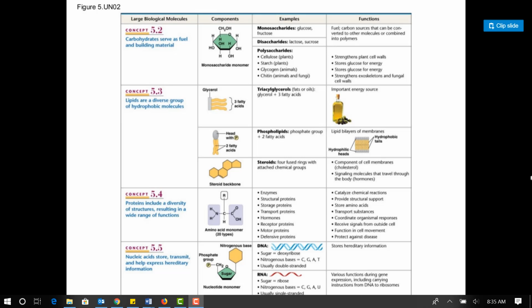So remember, fatty acids are just hydrocarbons. They are molecules that contain carbon and hydrogen. It's pretty cool. And so saturated looks like this. Remember, there are no double bonds in a saturated fatty acid.